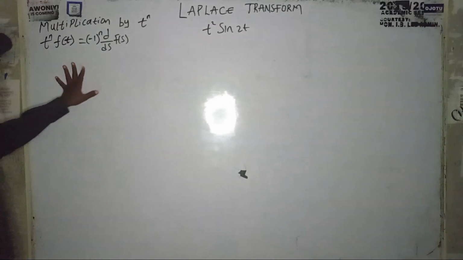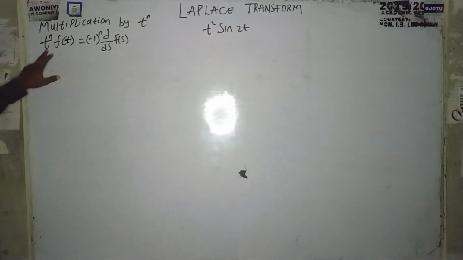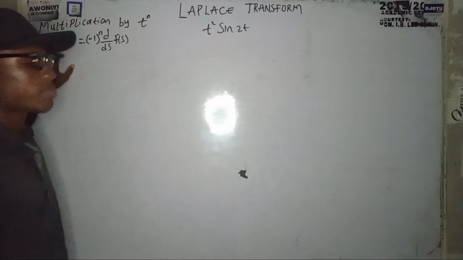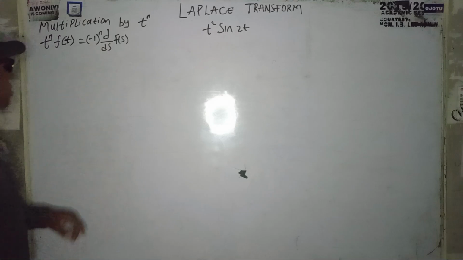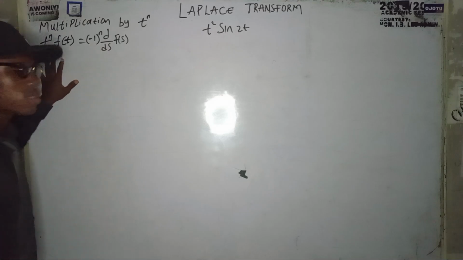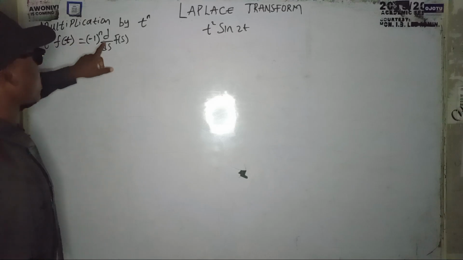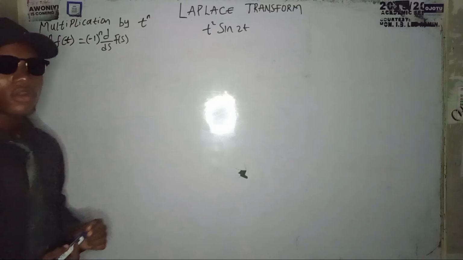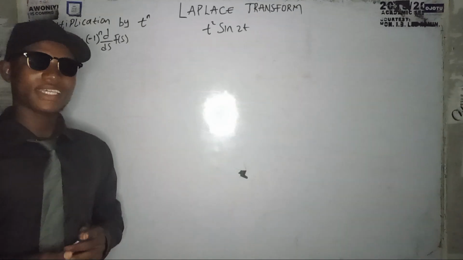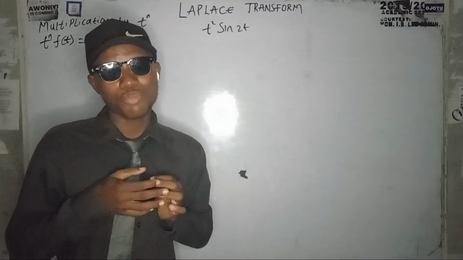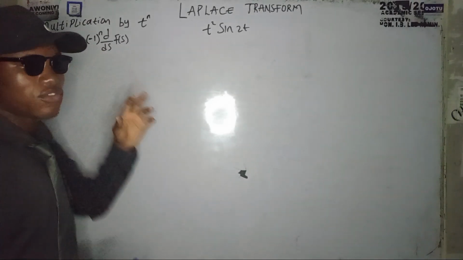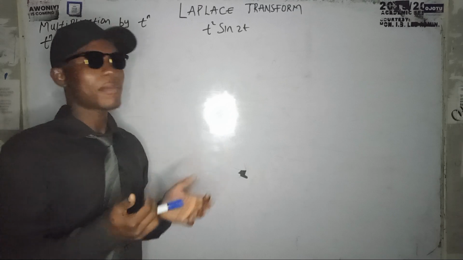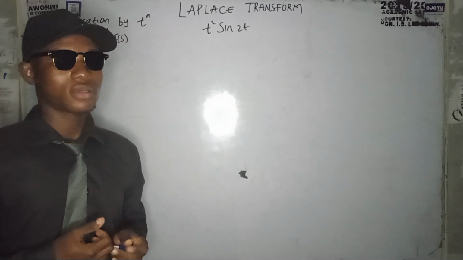When you multiply a function of t by t raised to the power n, it's going to be minus 1 raised to the power n times the n-th differentiation of a function of s. Now, this might look like a very complicated formula, but it's not all that complicated. The minus 1 raised to the power n is just the number of times that you are going to multiply by minus 1.